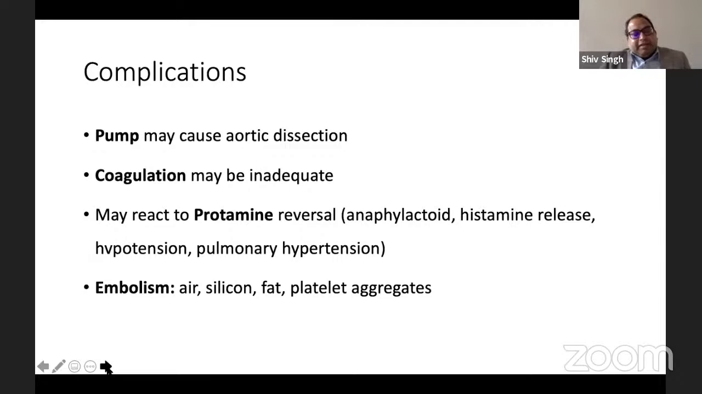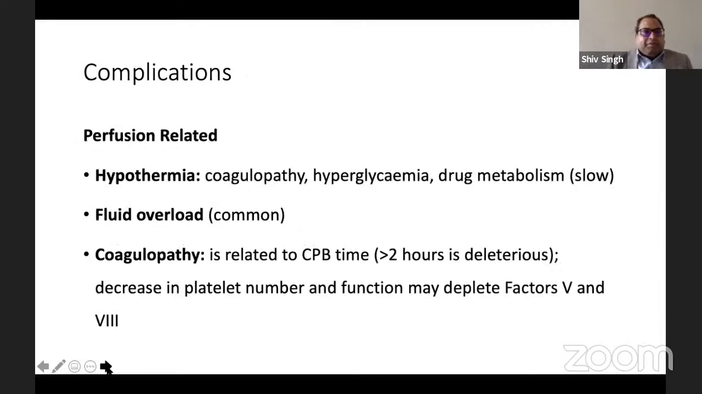But protamine itself has its own problems. There can be a reaction to protamine, which can lead to anaphylactoid reaction, histamine release, hypertension, and pulmonary hypertension. And there are chances of embolization because of oxygenator air or air being sucked in, silicon from part of the tubing, fat embolization, and platelet aggregation. These can actually happen.